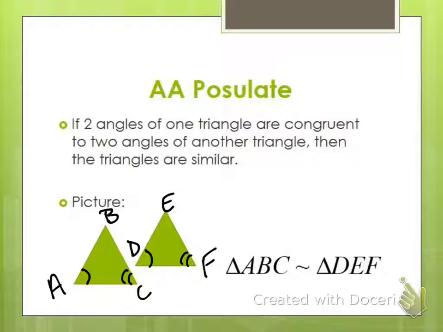So notice with the angle-angle postulate for similarity, we don't know anything about the side lengths when we start. All we have to know is that we have two pairs of congruent angles, and then we know that the triangles are similar. Don't confuse this with congruence. We don't know that the triangles are congruent to each other, just that they are similar.